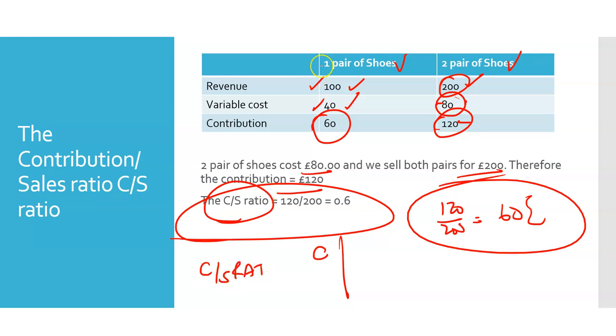I might be selling shoes here, but I might also be selling bags or t-shirts, and if I can look at the C over S ratios of all these different products, I can start to make decisions, right?